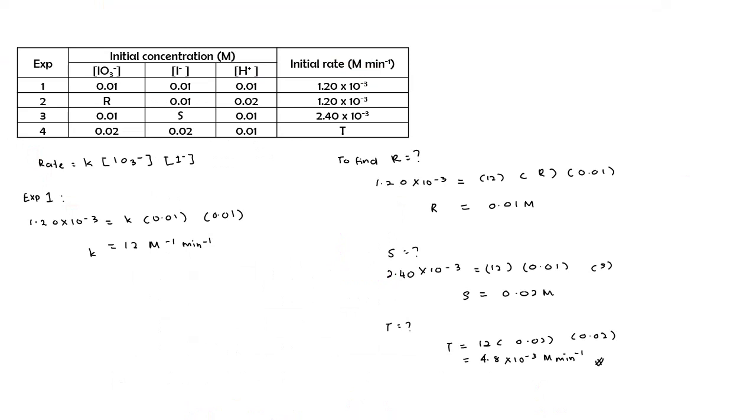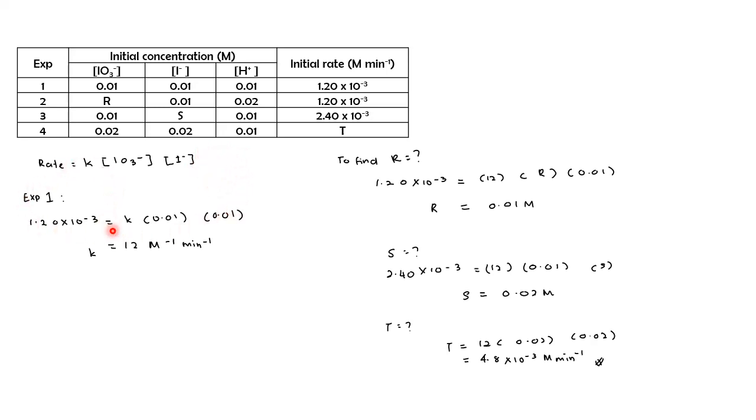Okay, when you have the rate law given, you can deduce that the order of reaction with respect to IO3⁻ is 1, first order, and the order of reaction with respect to I⁻ is also first order, and the order of reaction for H⁺ is zero order. That's why we didn't write anything here.